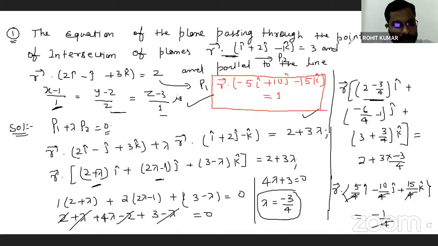Okay, let's go with question number 2. Let f and g be functions from R to R. Okay, these are the two functions.